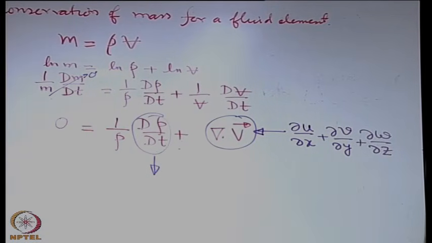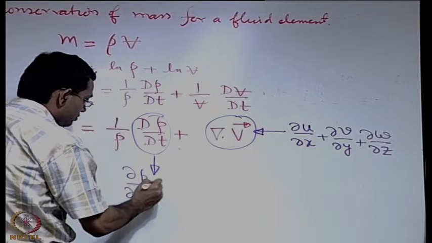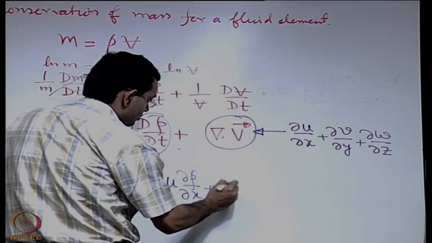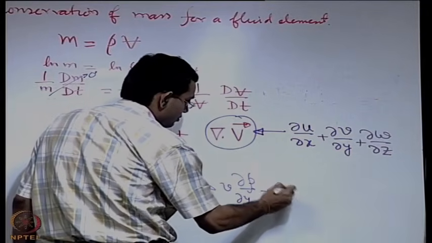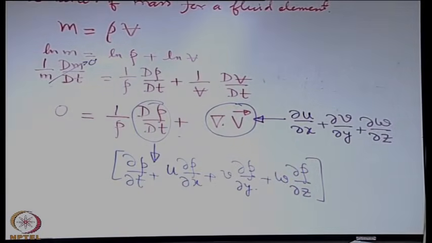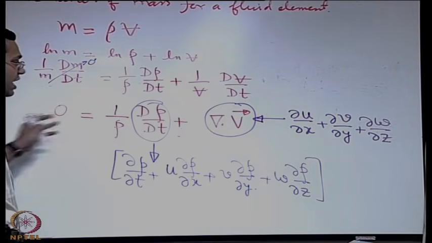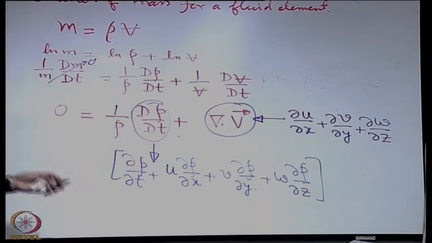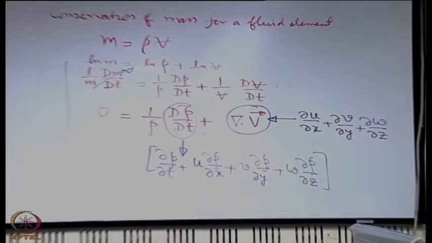What will be this? Use the definition of the total derivative. Now you can multiply both sides by rho because the density of the fluid is not 0. So you can multiply both sides by rho, and then if you multiply both sides by rho, what do you get?